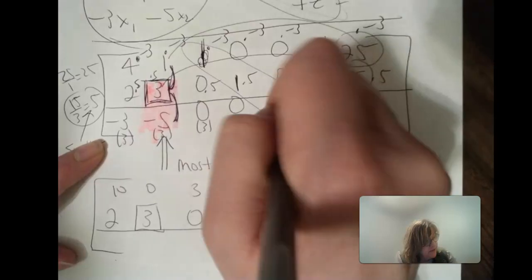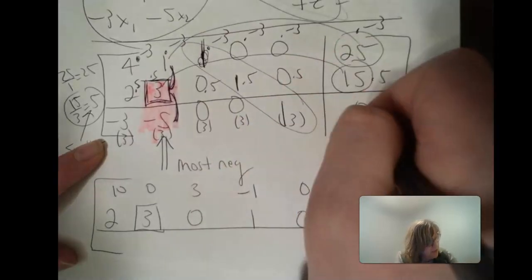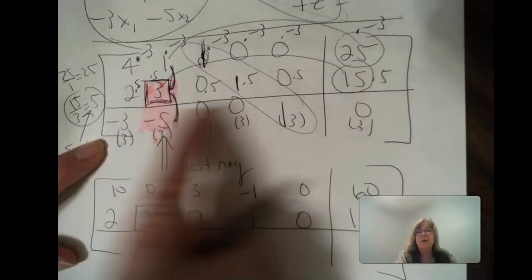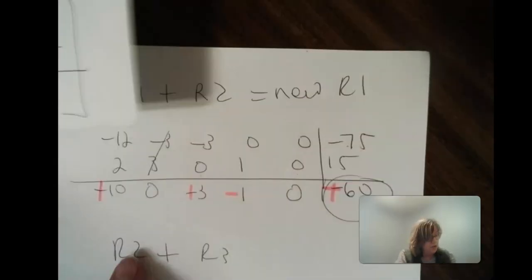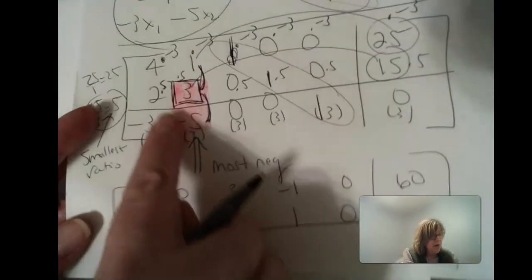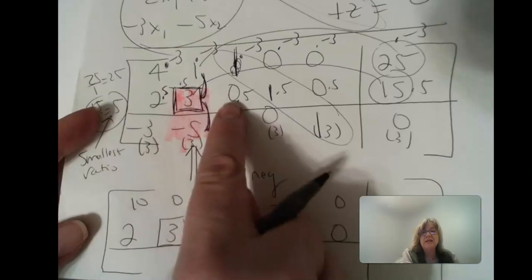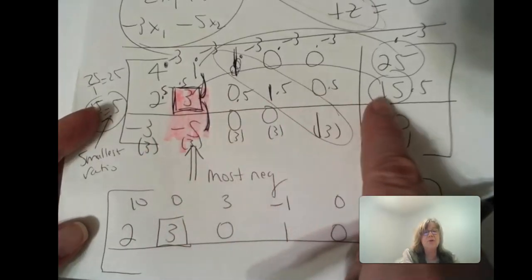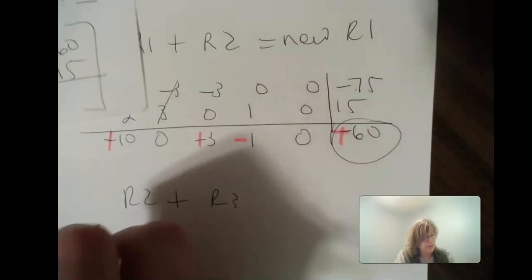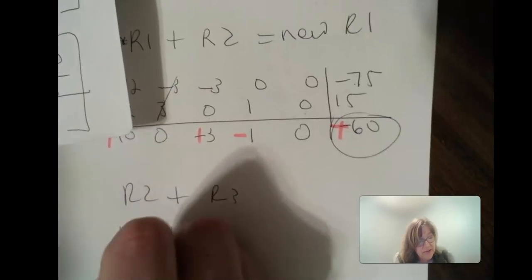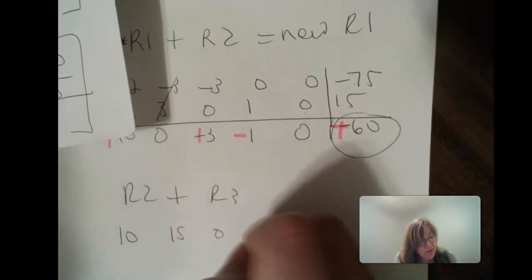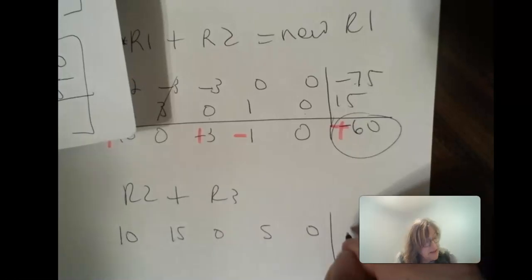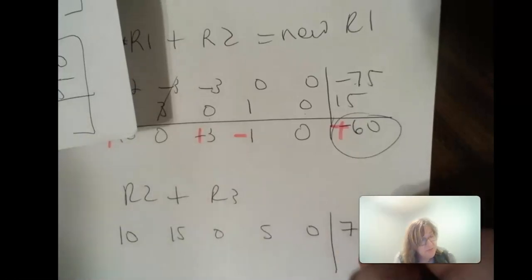So I'm just going to multiply the bottom row by 3 to get that negative 15, because I already have the negative part of it. All right, so on scratch paper, row 2 is going to be what? 10, 15, 0, 5, 0, 75. So I'm going to write that down. So I have 10, 15, 0, 5, 0, and I think that's 75 if I can do mental math.